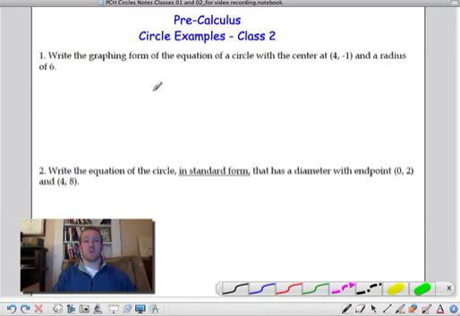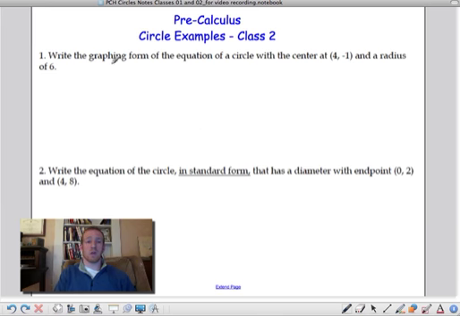Hi guys, so now we're just going to be doing a little bit more of the algebraic stuff with writing an equation either in graphing form, or in standard form. So graphing form is the x minus h squared plus y minus k squared equals the radius squared.